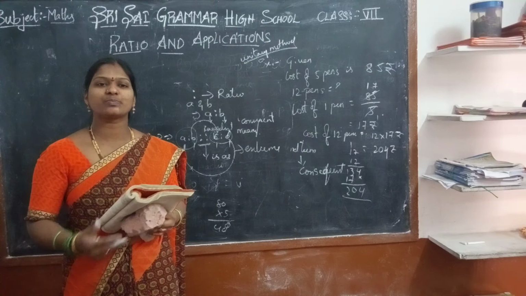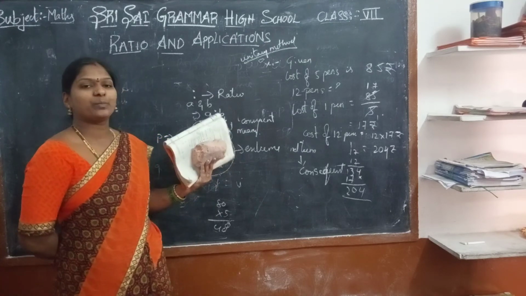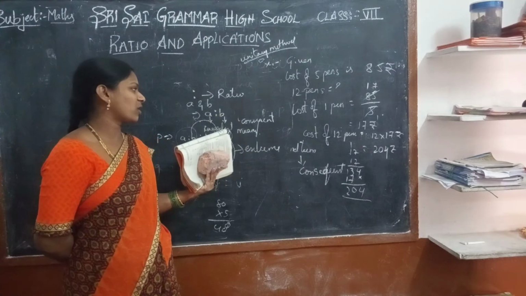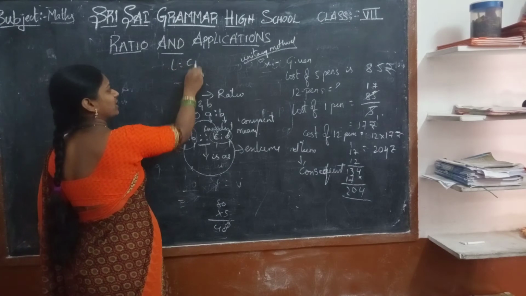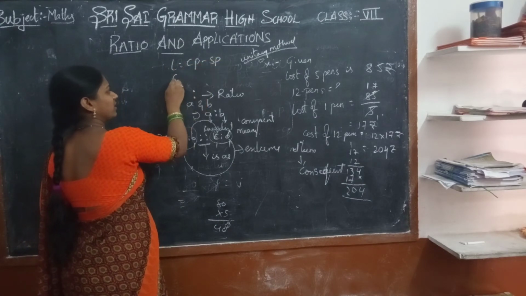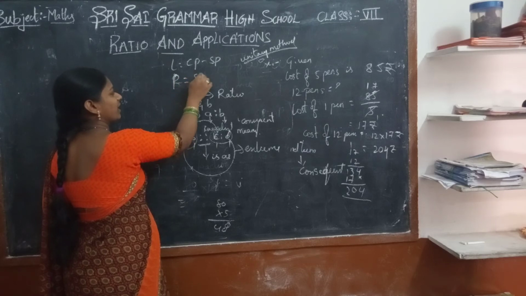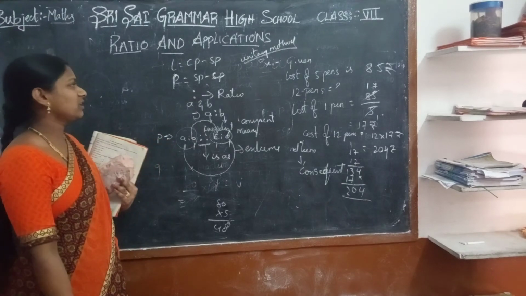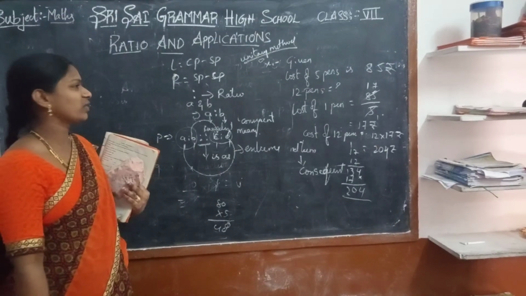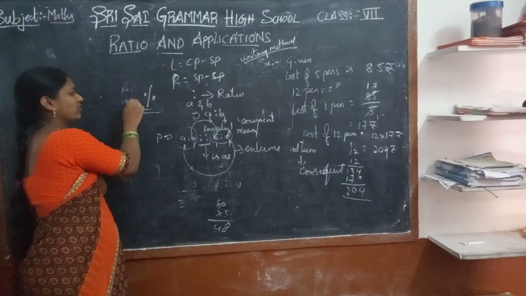Then fractions and percentage. We have learnt selling price and cost price. What are the formulas for loss? CP minus SP. Then profit: SP minus CP. Yes, these are the things we have learned. And we have learned percentage, how to apply the percentage. It is nothing but out of 100.